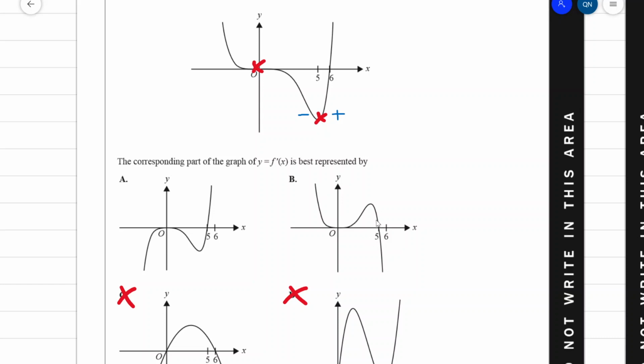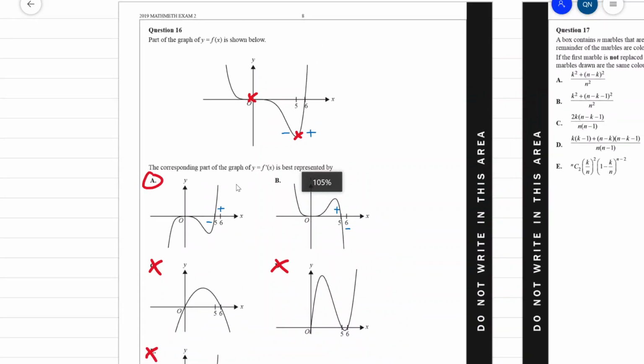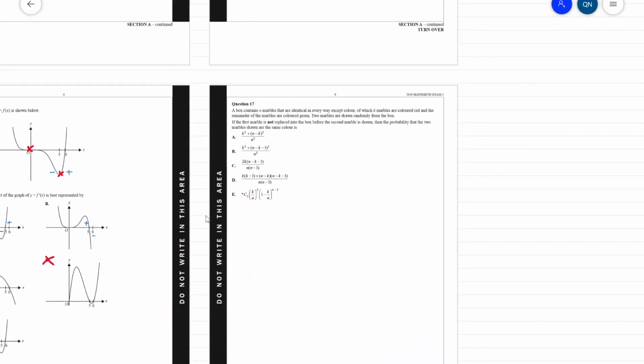And B wouldn't work because on the left-hand side it's above the x-axis and then it goes down to negative. A would work because it starts negative, below the x-axis, then it goes positive, which reflects the gradient we have up over here. So it's going to be option A. Okay, that's 16. Moving on to 17.